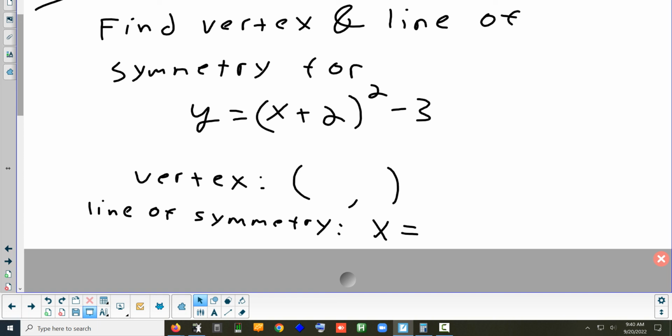Anyone think they could tell me the vertex? Again, just be careful with the h. Think about what plus 2 is going to do. Oops. Negative 2, negative 3. Negative 2, negative 3. Yep, perfect. And what's your line of symmetry? Negative 2. X equals negative 2. Yep.